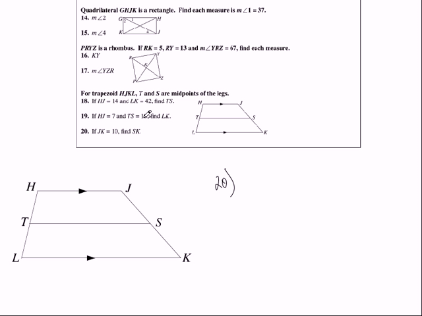Okay, this is the last one of the whole review. So we're finally here, and this is so easy. Watch. If JK is equal to 10, so I'm going to mark it like this. So that whole thing right there is 10. Remember, this is a midpoint, point S right here. So this side and this side are equal to each other. Find SK. There you go. You got the whole thing. If this is the midpoint, it splits the whole thing in half or into two equal parts. So SK is just half of 10, which is 5. So SK is 5. All right, that's it.